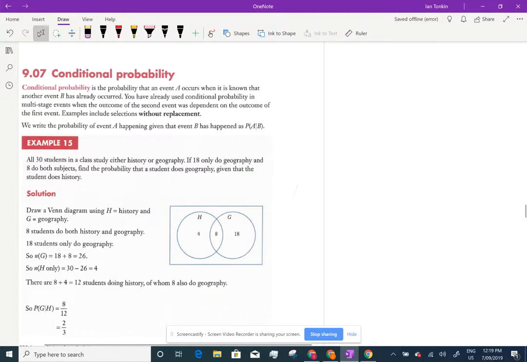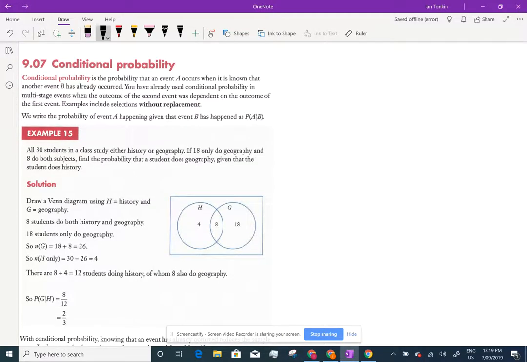So we set up the Venn diagram, and you can see it's already done here. We've got 18 in geography, 8 doing both. This number here, this 4, comes from 30 minus 18 minus 8, because that's what's left, because there were 30 students originally.